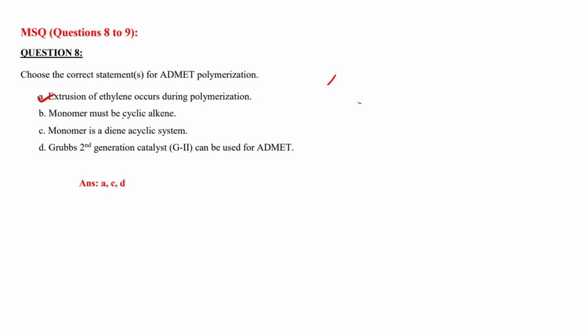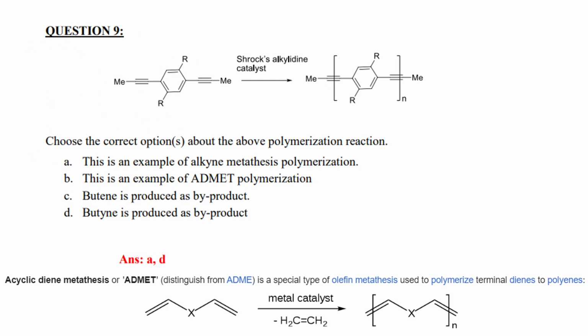Monomer should be cyclic? Obviously not, because ADMET means acyclic diene metathesis. So for every case, to maintain this property, your monomer should be acyclic. So B is not true. This is right, because acyclic diene metathesis is an acyclic system. So C is right. And second generation catalyst can obviously be used for ADMET.